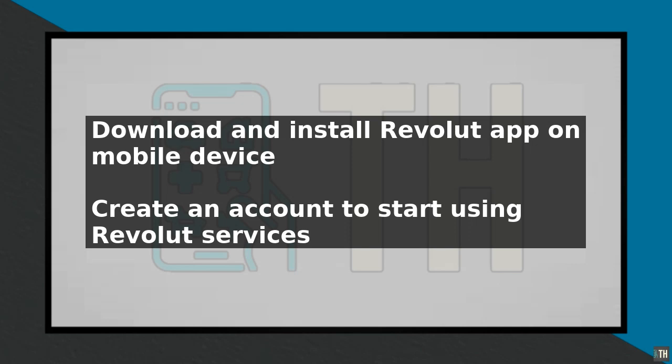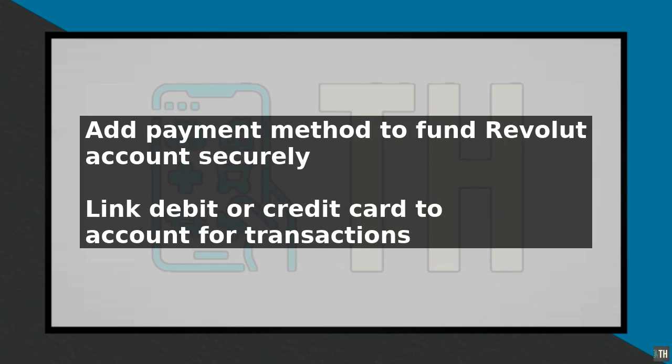To transfer money, go to the app's dashboard and click on the Transfer option. You will be asked to enter the recipient's details, including their name, email address, and phone number. You can choose to send money to another Revolut user or to a bank account.